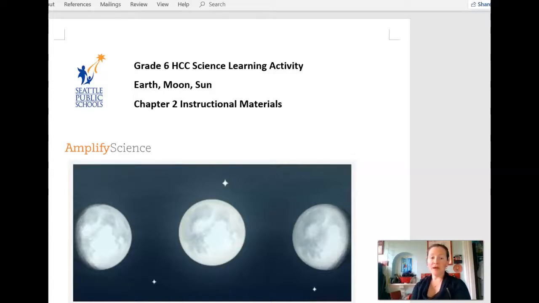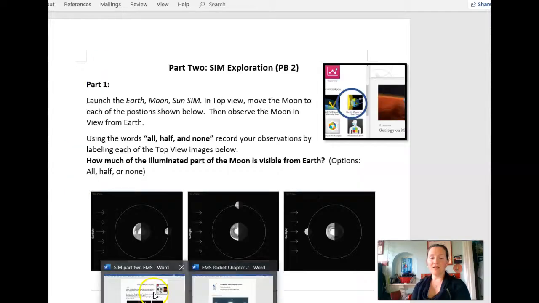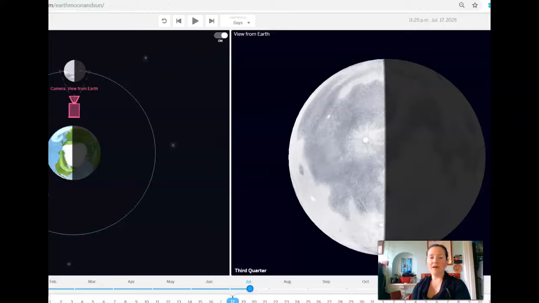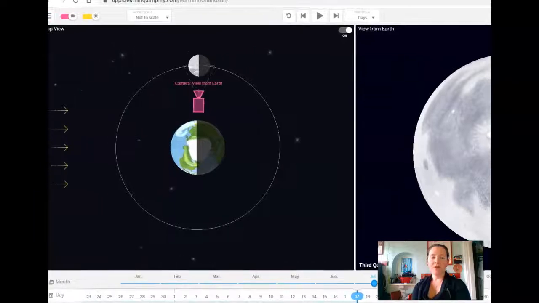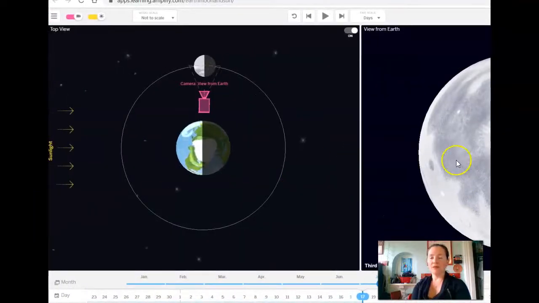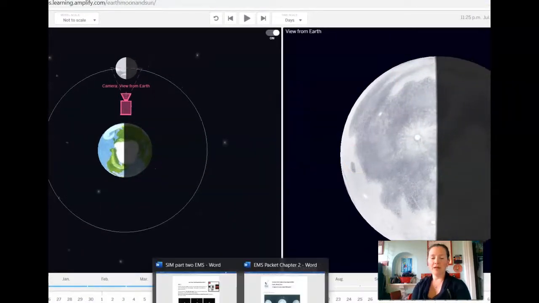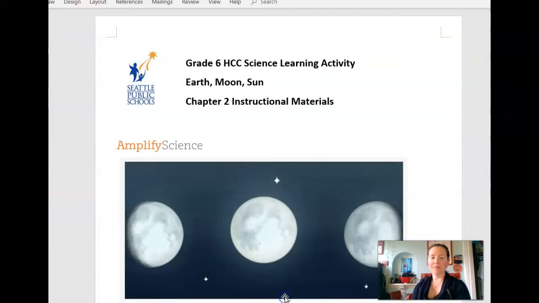So I've got the packet here that we're going to look at. I've also got the sim part 2 that we're going to look at. And then I have the sim available. Let's make my screen bigger so you can see it all. I have the sim available in Amplify that we're going to look at. All right. So let's go back and look at the packet to start with.